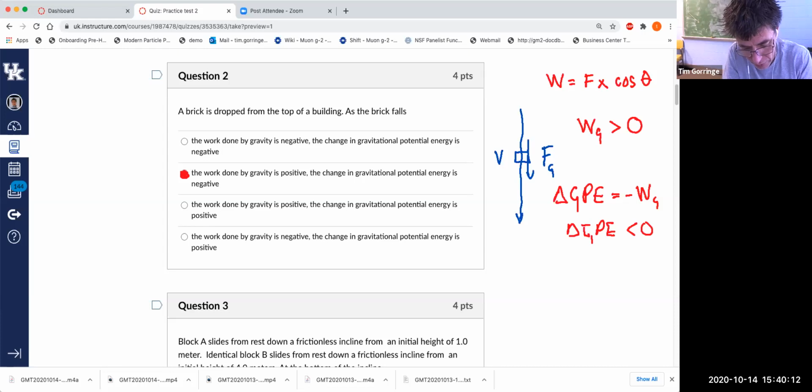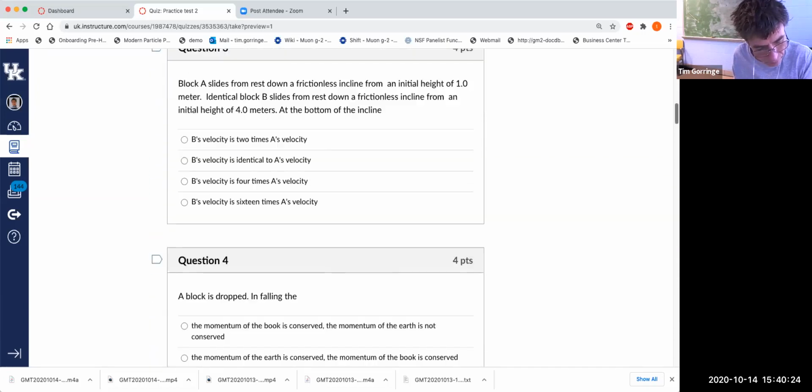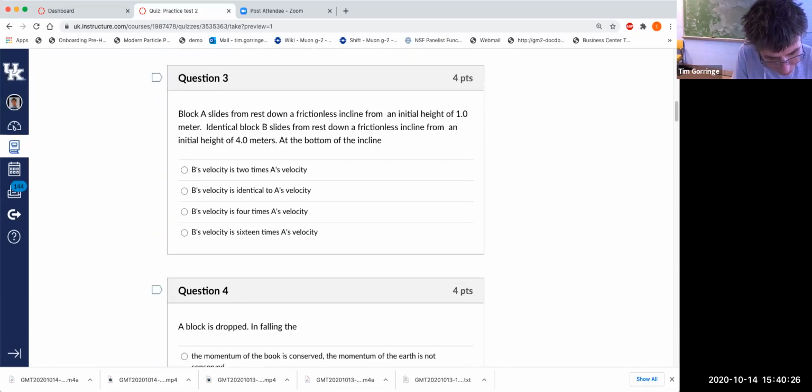Let me go on to the next one. Okay, question number 3 says a block slides down a frictionless incline from an initial height of 1 meter. That's block A. An identical block slides down a frictionless incline from an initial height of 4 meters. That's block B. And we've got to compare the velocities of the two blocks at the bottom of the incline.